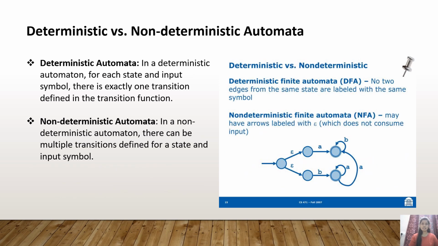Next, we'll discuss deterministic versus non-deterministic automata. First, we'll discuss deterministic automata. In a deterministic automaton, for each state and input symbol, there is exactly one transition defined in the transition function. Next, we'll discuss non-deterministic finite automata. In a non-deterministic automaton, there can be multiple transitions defined for a state and input symbol. These are the differences between deterministic and non-deterministic automata.